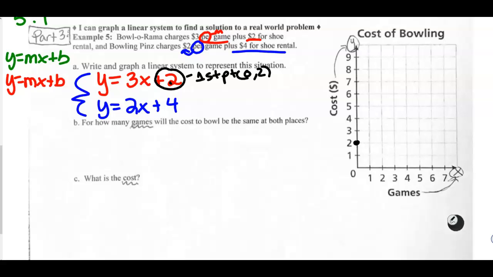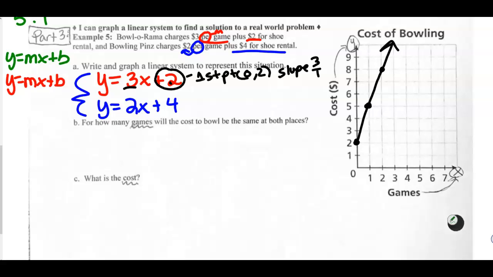This is for my Bowl-O-Rama. And then I use my slope, rise over run. My slope for the first one is 3, so I'm going to make it 3 over 1. I'm going to go up 3, 1, 2, 3, and over 1. Up 3 and over 1. That is going to be my first linear equation. I just graphed it.